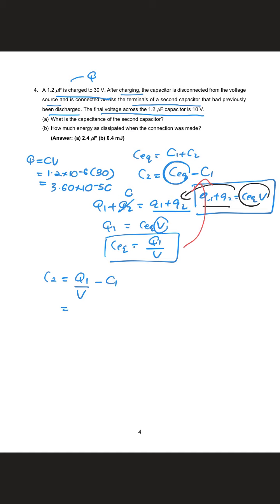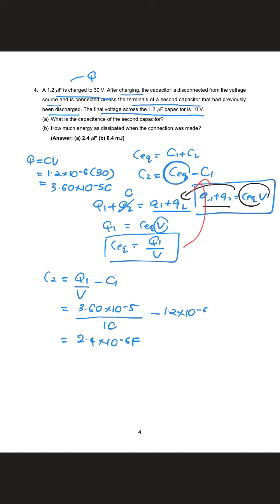So Q1 is 3.6 × 10^-5 over 10 volt, minus the C1 value, which is 1.2 × 10^-6. You are going to get 2.4 × 10^-6 farad, or 2.4 microfarad. Okay, so that is done with question A. Now we are going to find question B.